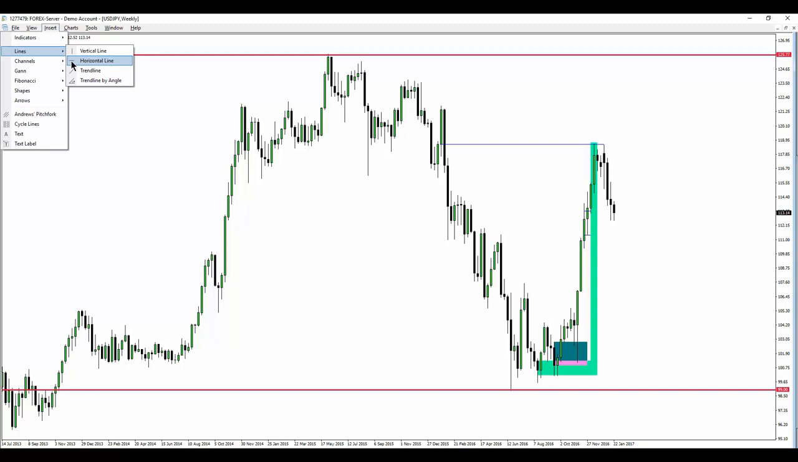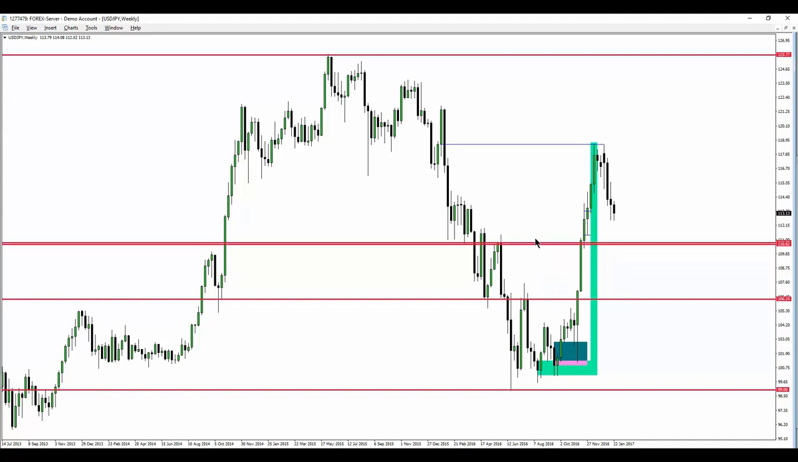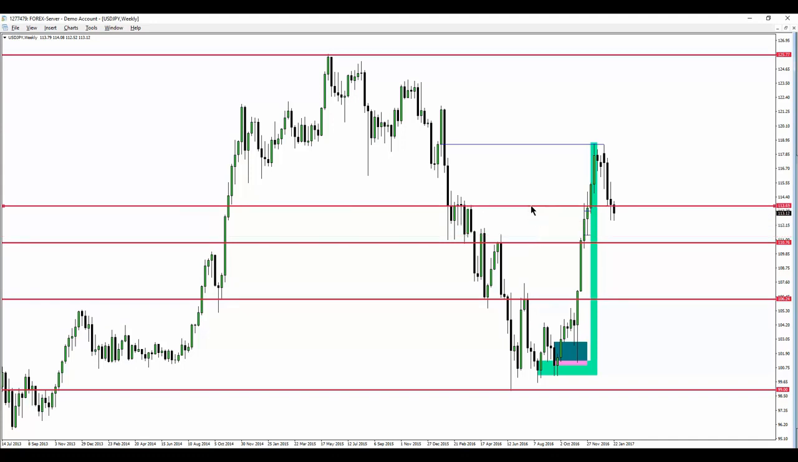If you look at just a horizontal line, all right, we have this old high back here, equal highs. I'm going to use that. And we'll see what that looks like on the daily. We have another one here, right there. And we have another one right there.